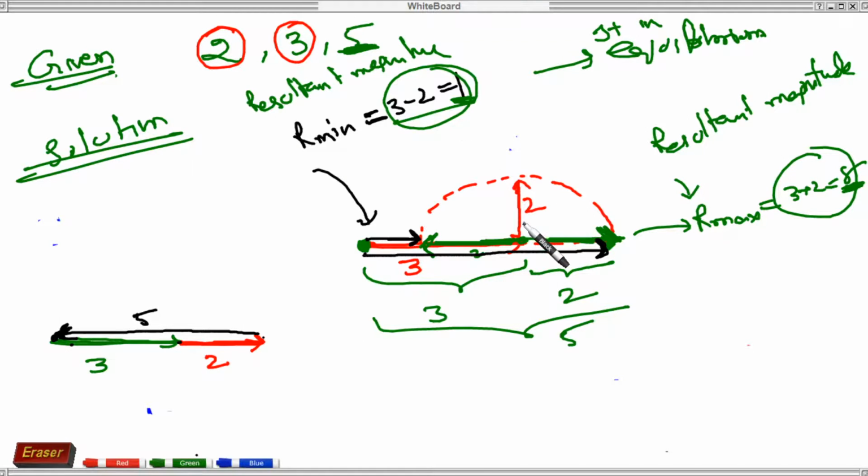If someone asks you for what angle between these two, between 3 and 2, the resultant of these three vectors will be 0. So you can say, this is the 3 vector, and how we are considering the angle between these two vectors, this angle we are considering, and here the angle between 3 and 2 is 0.